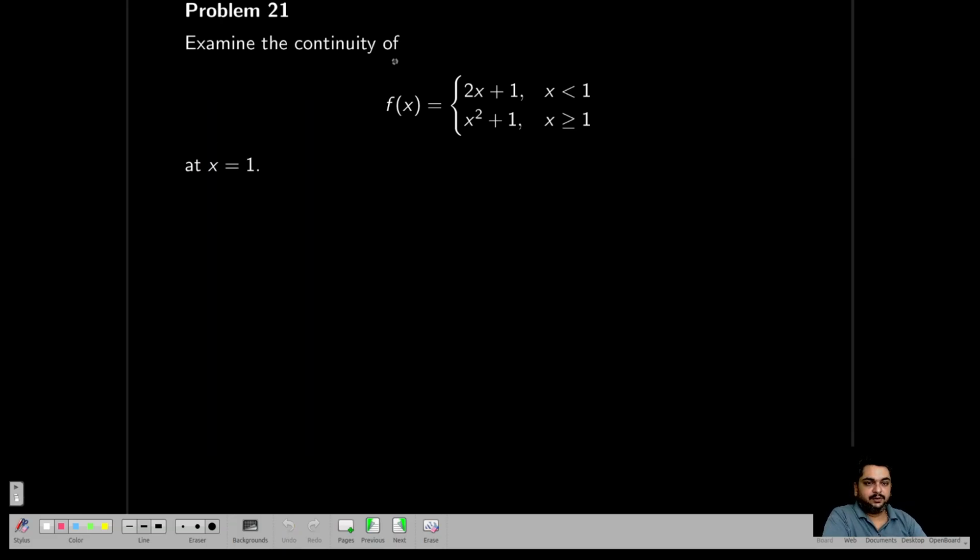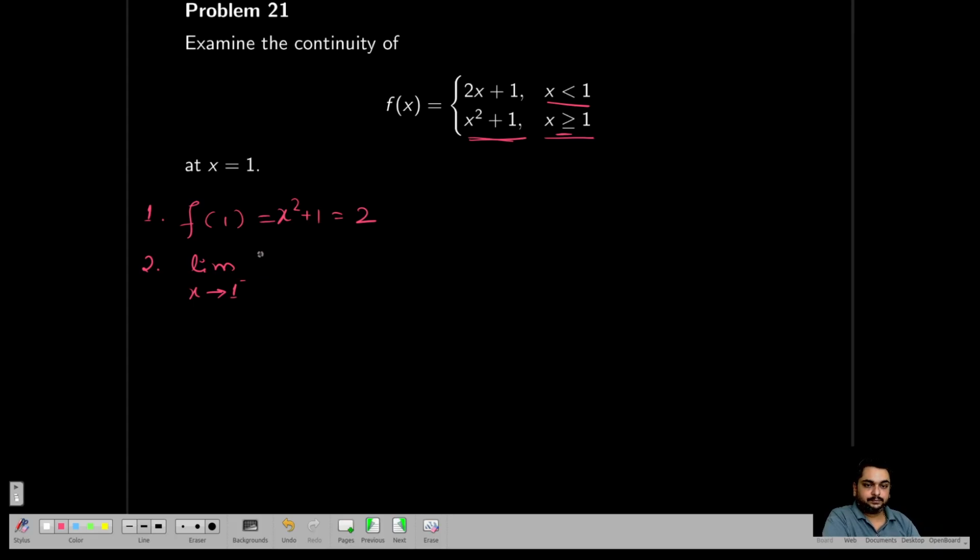Next, examine the continuity of f of x equal to 2x plus 1 when x is less than 1, and x square plus 1 when x is greater than or equal to 1. So the first step is to find f of a, that is f of 1. F of 1 is defined as x square plus 1 for x greater than or equal to 1, so that is 2. Now the second step is that the limits as x approaches from the left hand and right hand should be equal. That means the limit has to exist.